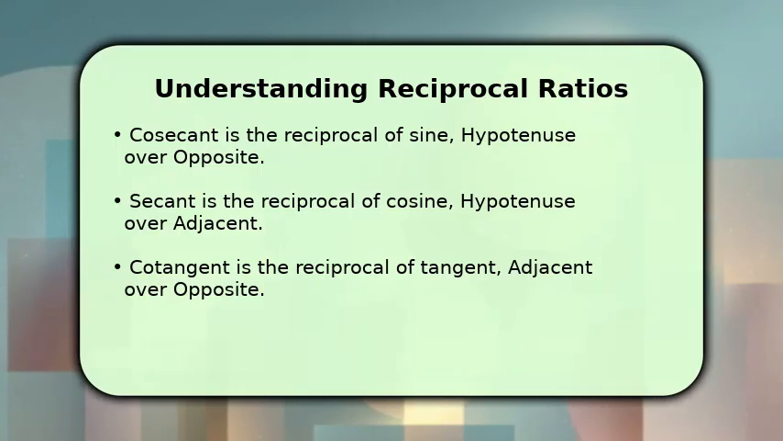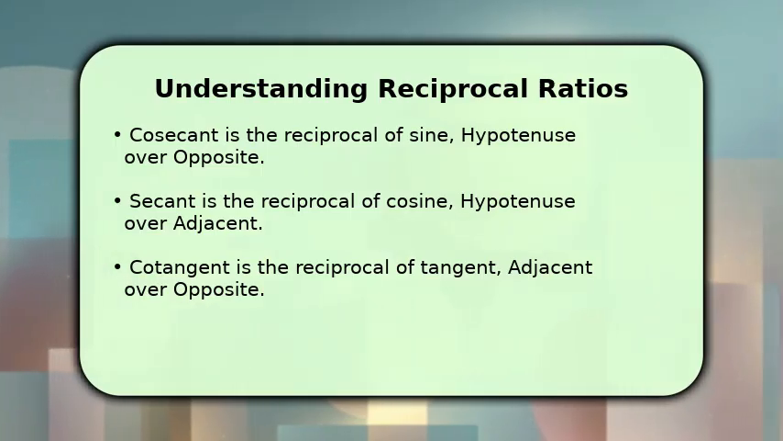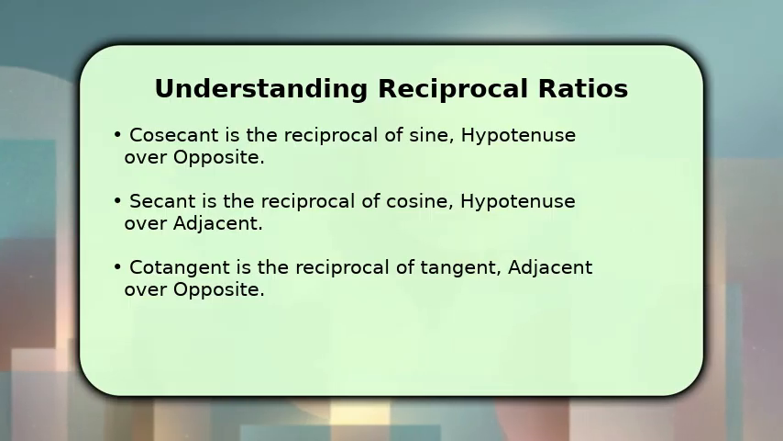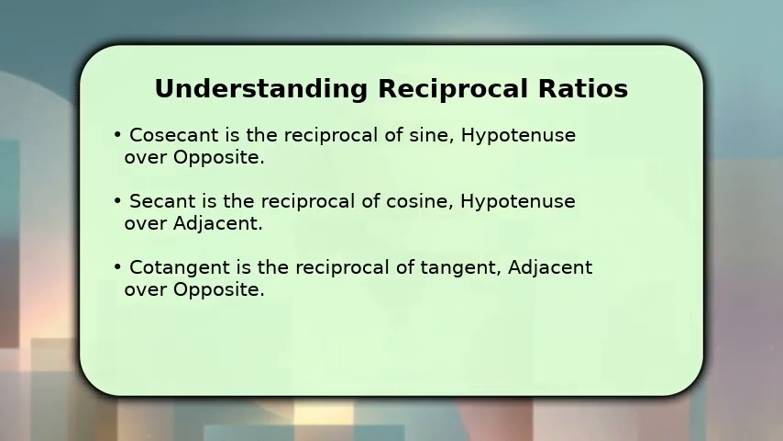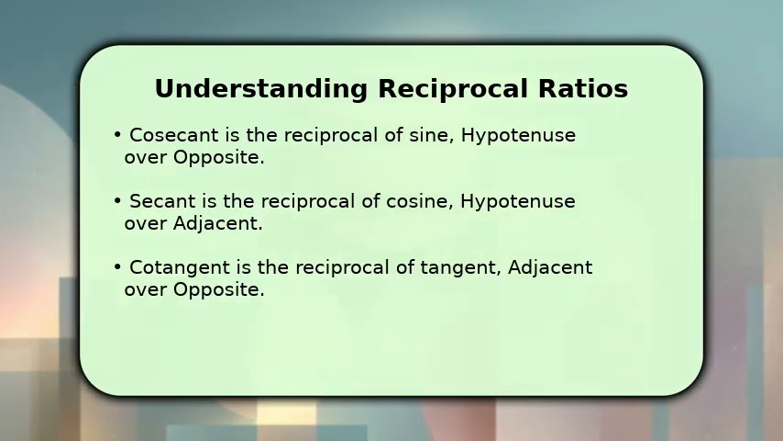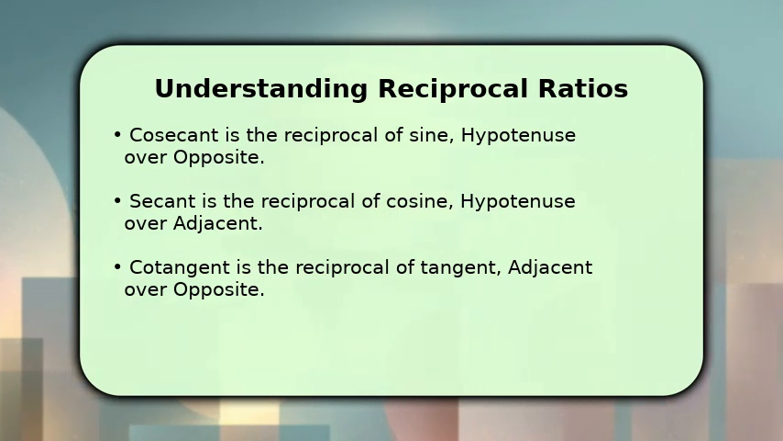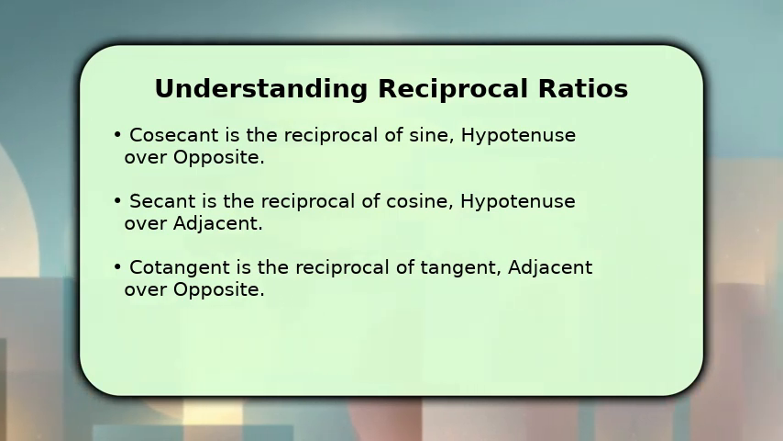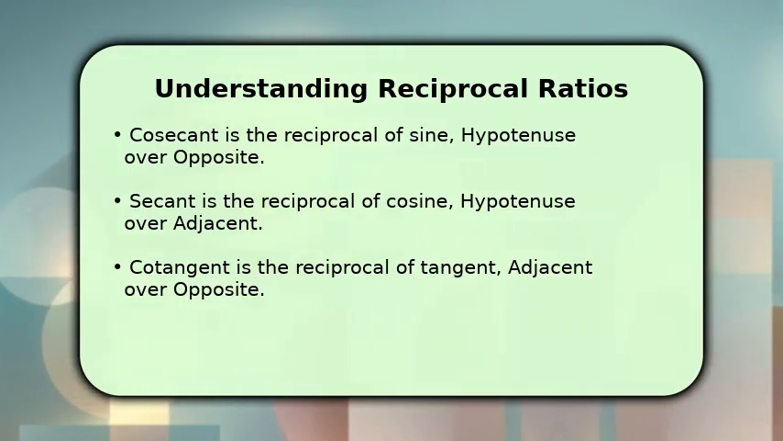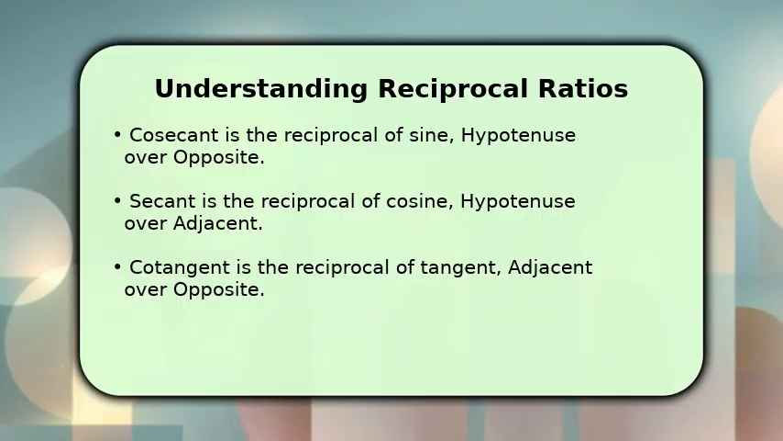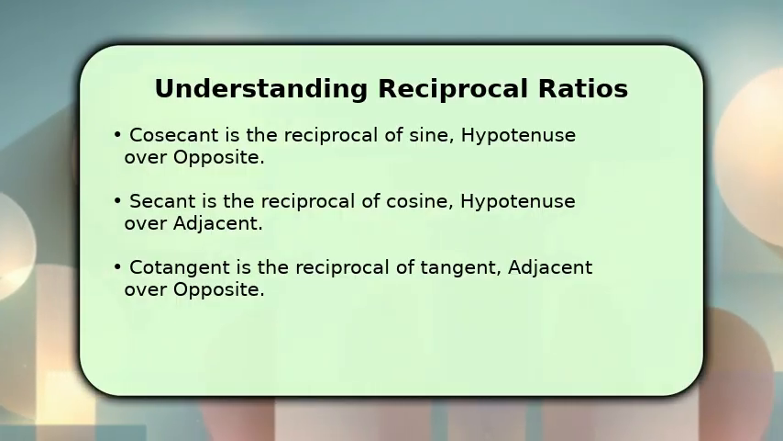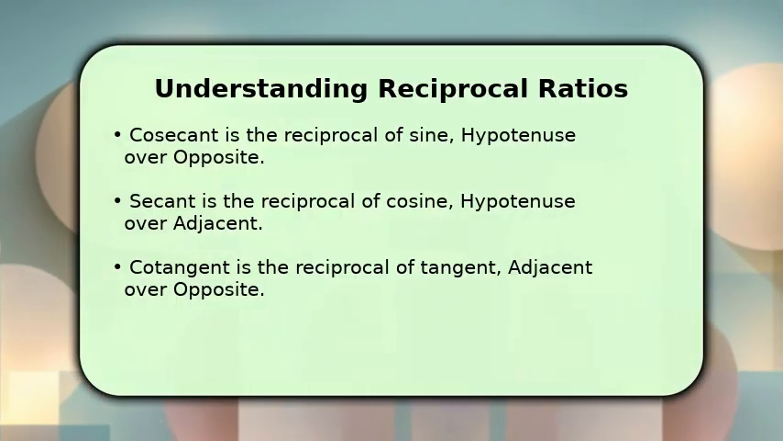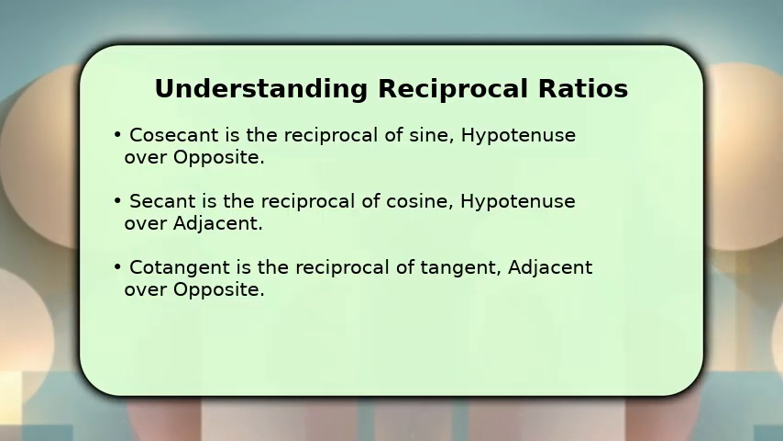Beyond the three main ratios, we have their reciprocals. Cosecant is 1 divided by sine, or hypotenuse over opposite. Secant is 1 divided by cosine, meaning hypotenuse over adjacent. And cotangent is 1 divided by tangent, which is adjacent over opposite. These three additional ratios complete the set of 6 fundamental trigonometric functions, expanding your problem-solving capabilities.